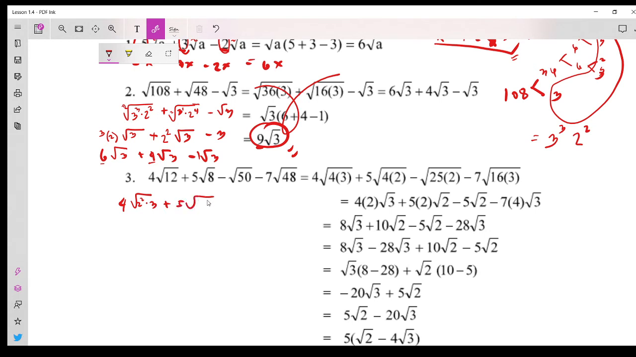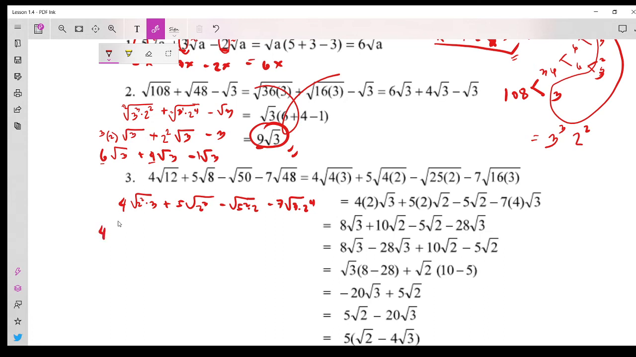8 is 2 raised to 3. 50 is 5 squared times 2, right? 5 squared is 25. Times 2, it's 50. And then 48, in terms of 48, is 3 times 2 raised to 4. Then we're going to simplify.